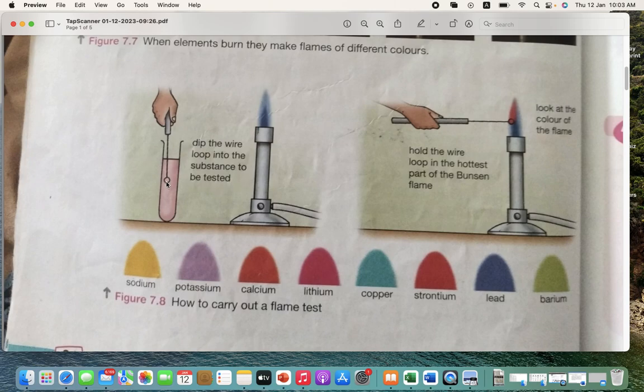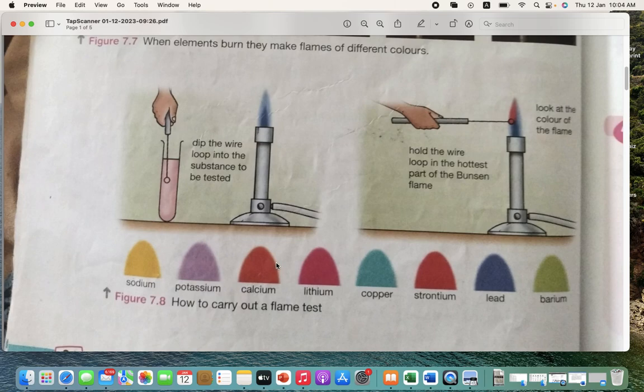You dip the wire loop into the substance to be tested, and then hold the wire loop in the hottest part of the Bunsen burner or the Bunsen flame. Hold it, and then you see the color. So you dip it in the substance you want to test, bring it to the flame, and see the color that will come out. Look at the color of the flame. It starts changing.